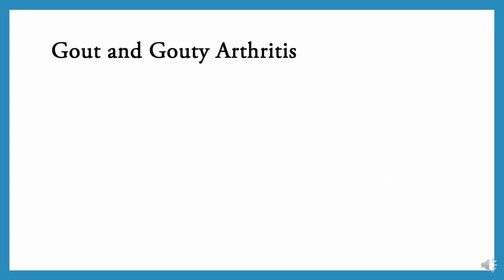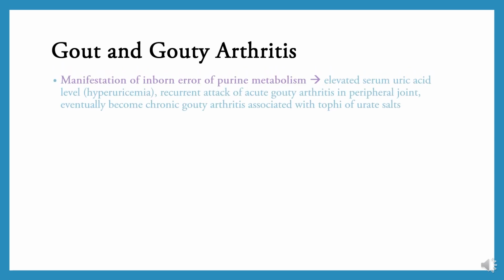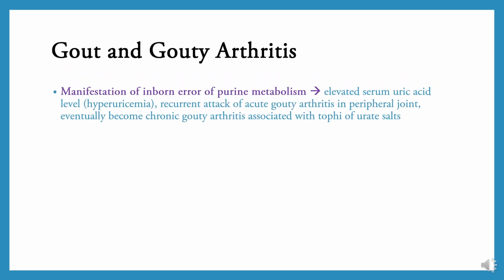Gout and gouty arthritis. Manifestation of inborn error of purine metabolism. There is an elevated serum uric acid level. It may be associated with renal disease and uric acid nephrolithiasis.